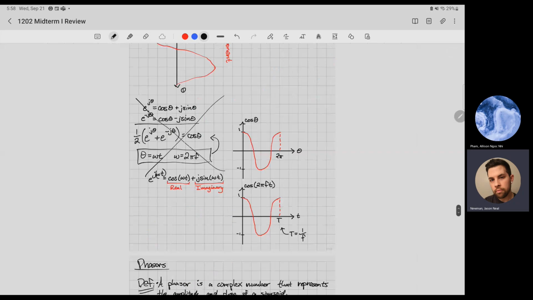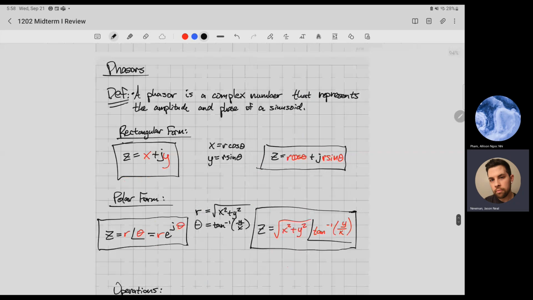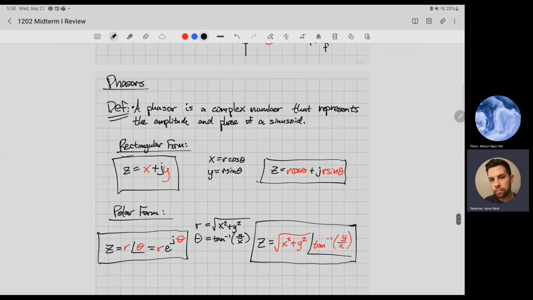So let's move down here. So real quick, we don't have that much time left, but let's talk about phasors. A phasor is a complex number that represents the amplitude and phase of a sinusoidal signal. So its rectangular form is represented this way right here. And you know that x is your r cosine theta component, y is your r sine theta component. So that's what the complex function z looks like. And z is basically impedance, just so you guys know.